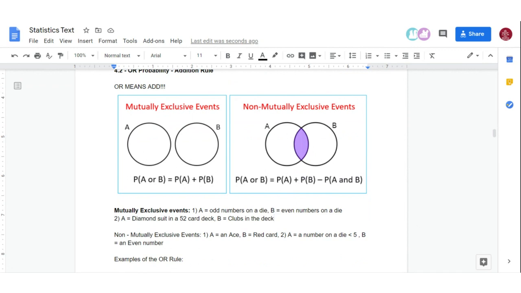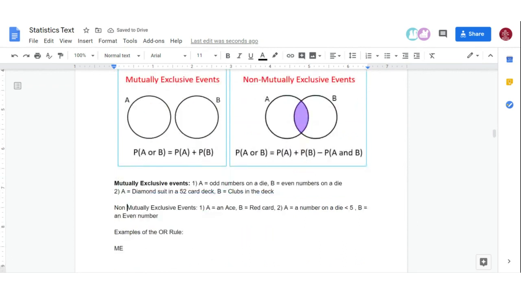But non-mutually exclusive events are, for example, A is an ace and B is a red card. Notice that these things overlap because there are red cards in that deck that are also aces. The reason we have to subtract out the probabilities is because if we don't, we could end up counting things twice. So we have to subtract out the overlap.